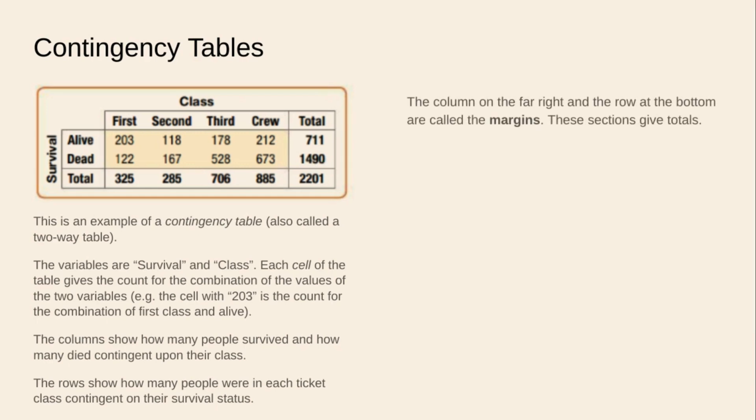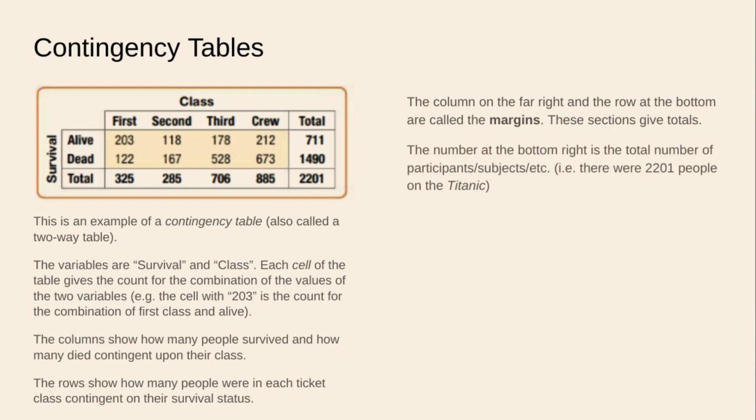The column on the far right and the row at the bottom, those are called the margins, okay? So these sections give totals. This 711 is the total number of people who were alive. This 706 is the total number of people who were in the third class. The number at the bottom right, this 2,201, as I've mentioned before, is the total number of participants, subjects, etc. That is often referred to as the grand total.